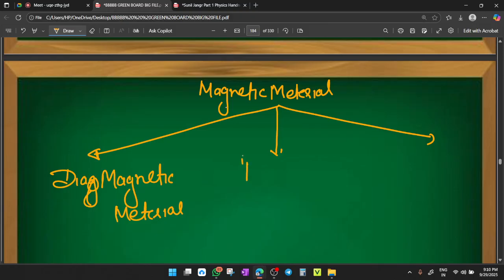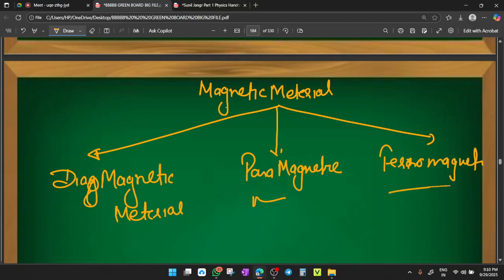Second one, paramagnetic material. And third one is ferromagnetic material. Okay, Nitin?